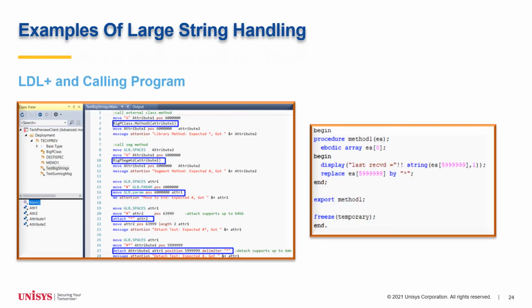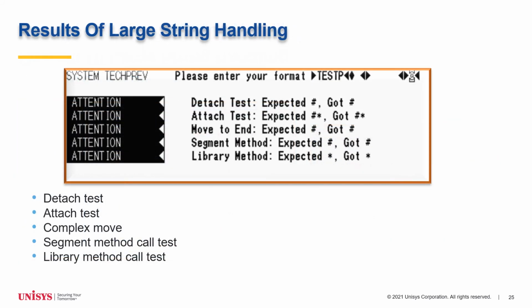Here is the LDL plus logic where we are calling the external class method and the external library replaces the last digit with a star. Then we are calling the segment method where it replaces the last digit with a hash. ABSuite 8.0 also supports the larger string operations on complex move, attach and detach operations. These are the tests which are performed to prove that we are using larger parameter strings.